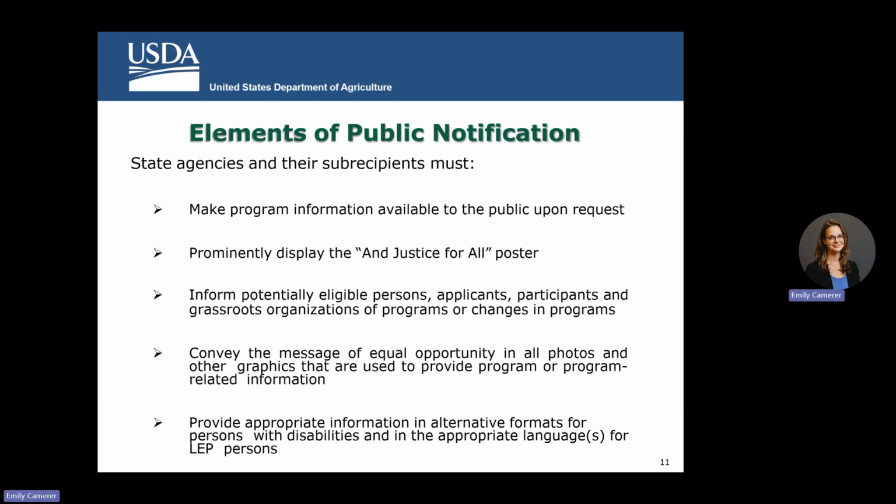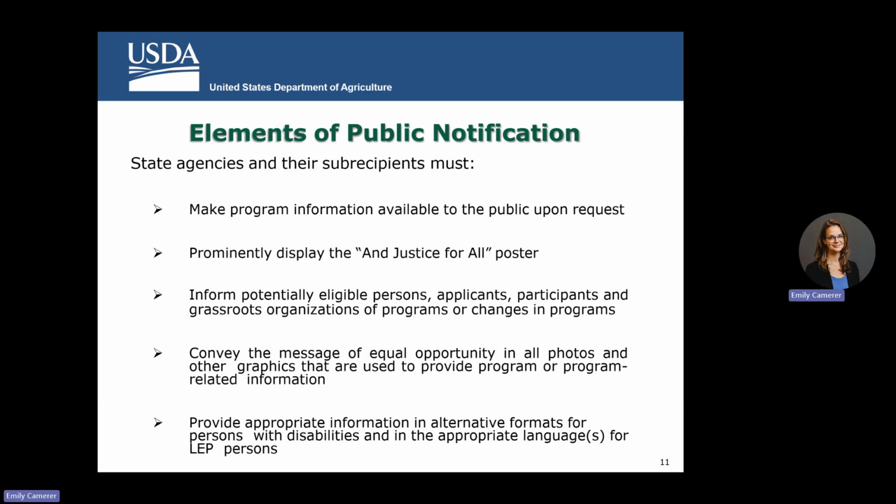State agencies and their subrecipients must do a myriad of things to make sure that the program is accessible to them. This information should be provided in a language or a format that individuals can understand. We also need to make sure that we are prominently displaying the "And Justice for All" posters, and that agencies are required to prominently display these posters in all service areas.